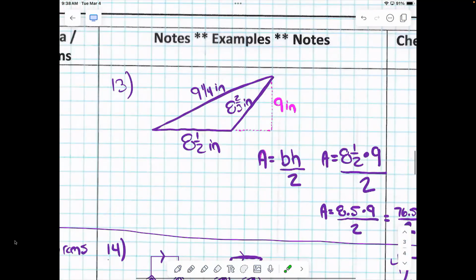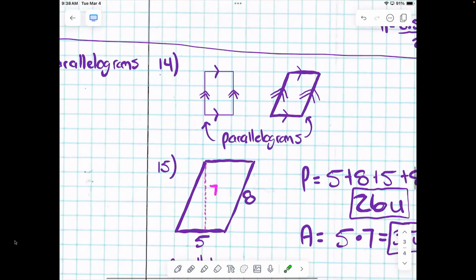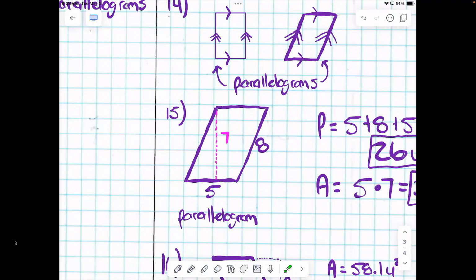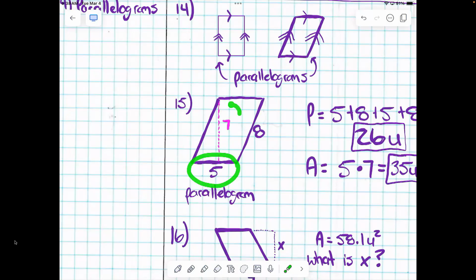Okay, moving on. What kind of shape is this? Parallelogram. Okay, so let's pretend like this doesn't exist. Is this the base? Yes. Is this the height? No. Can a slanty line be the height? No. It has to be the straight line going up and down, right? Yes. So to find the area of this shape, it's the base times the height, which is going to be that slanty line, right?